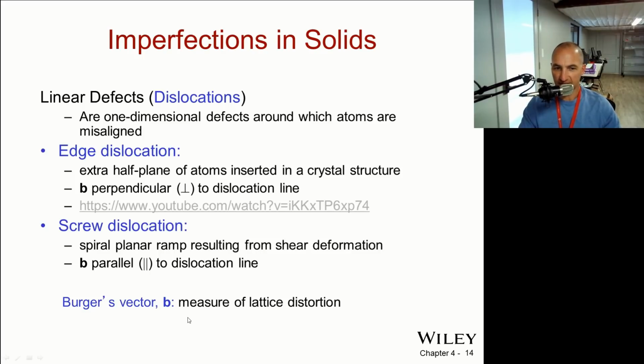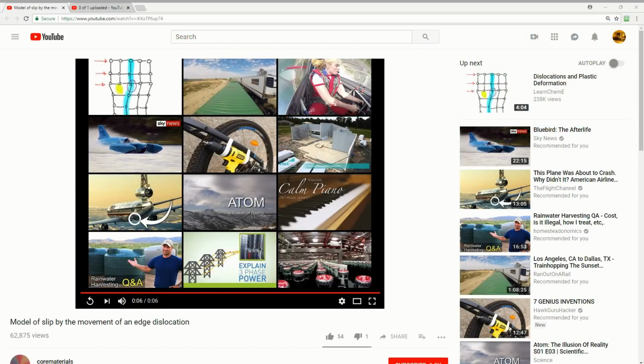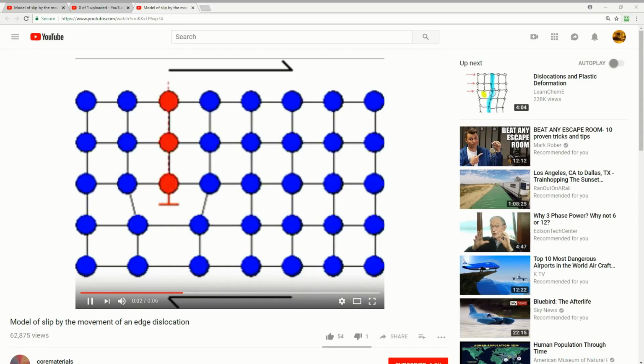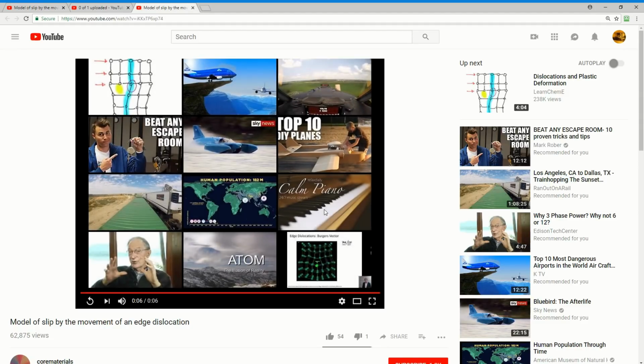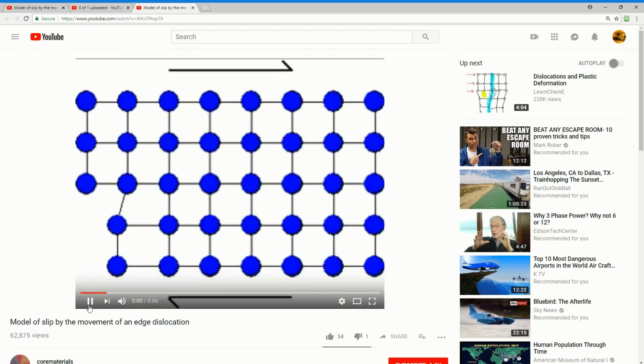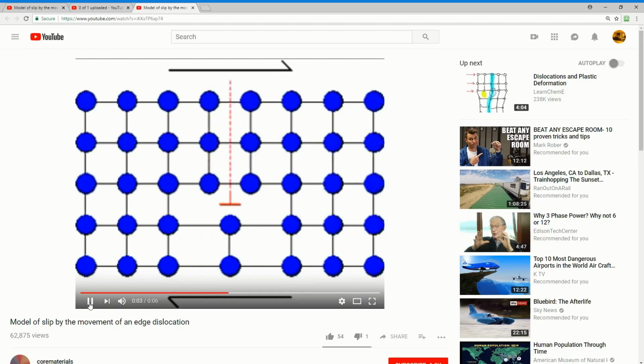So the Burgers vector is not the shortest distance to McDonald's. It's the measure of the lattice distortion and the direction of lattice distortion. Okay, so let's watch a short video here. That is the extra plane of atoms moving. Watching this again here.